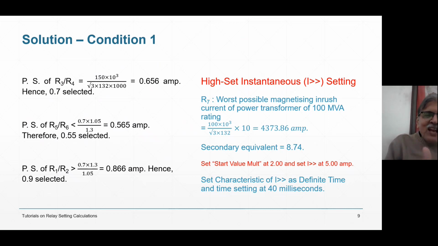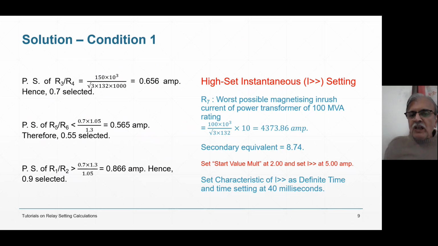PS of R5, R6 have to go back. Less than 0.7 by 1.05, 1.3, 0.565, less than 0.565. I select 0.55, right? A very, very sensitive selection. For R1, R2, more than 0.7, 1.13 by 1.05, 0.866, hence 0.9 is selected. I could have selected 0.87 also, but I'm selecting 0.9.